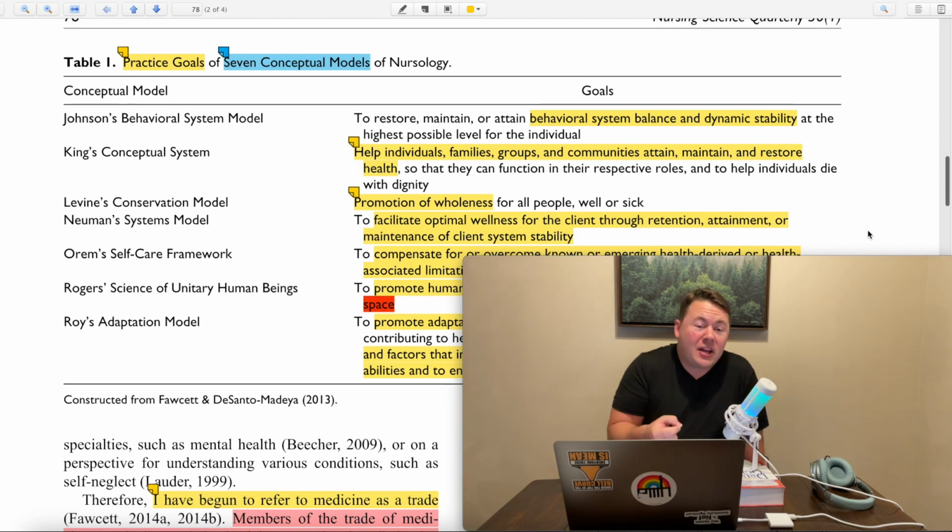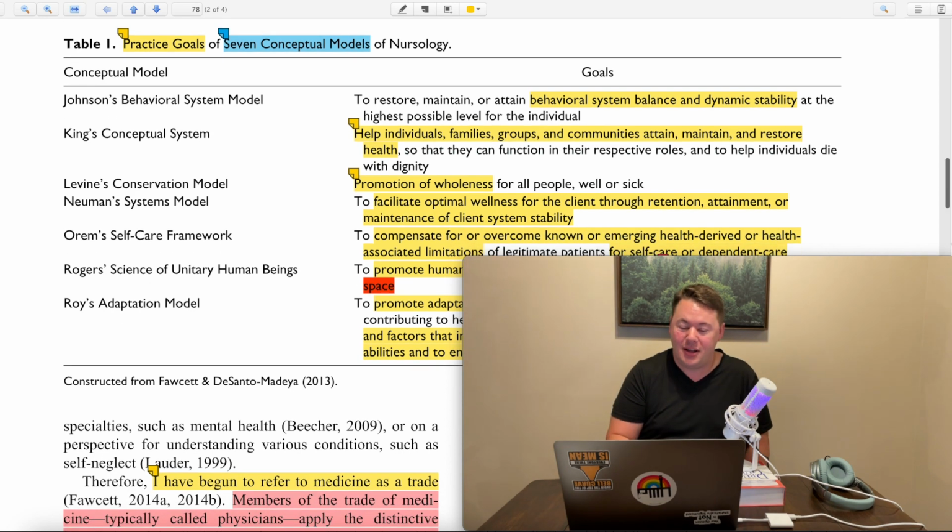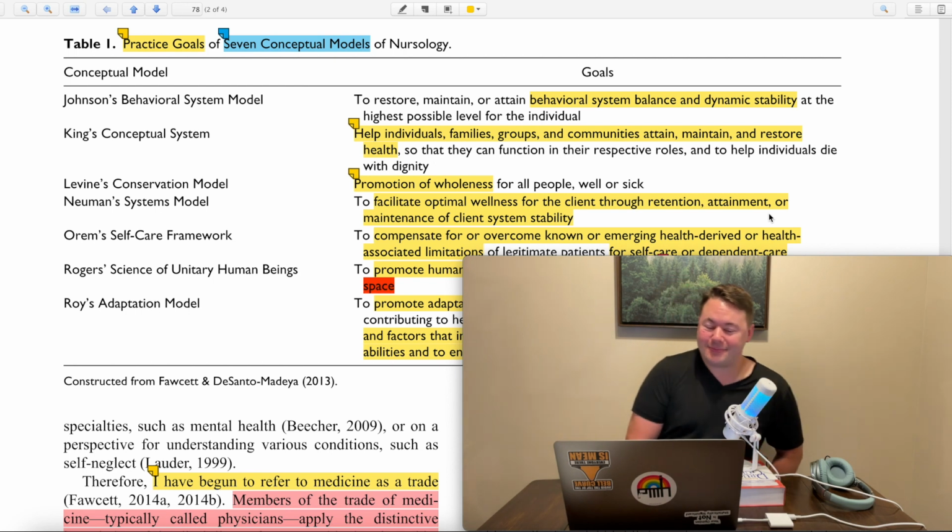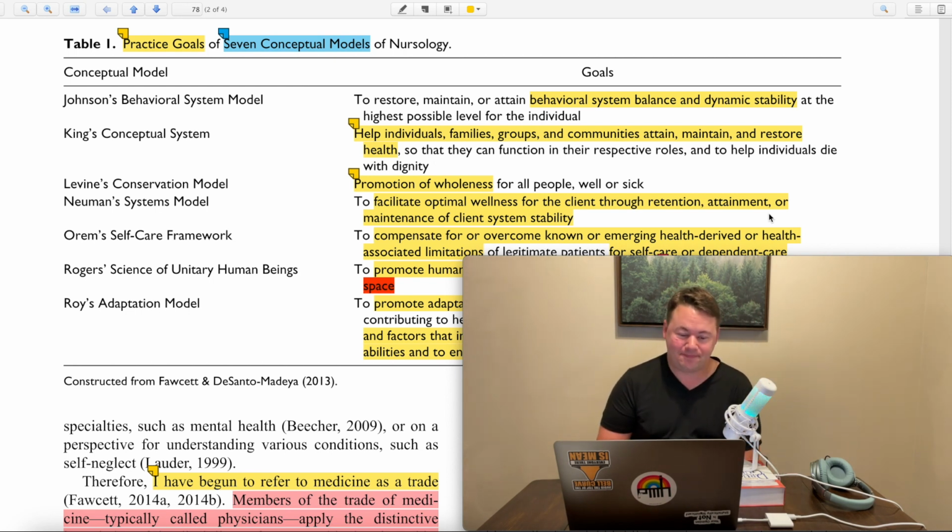We're going to take a brief reprieve from the actual text to talk about Table 1. So let's think about Table 1 for a second here. In Table 1, there is a description of several conceptual models on the left-hand side.